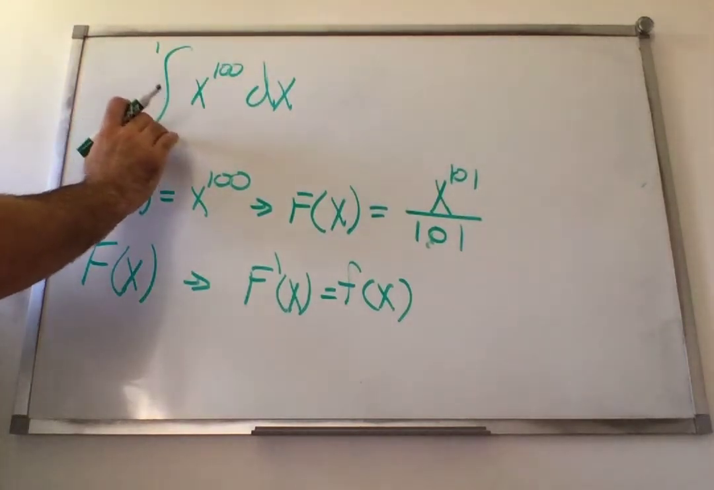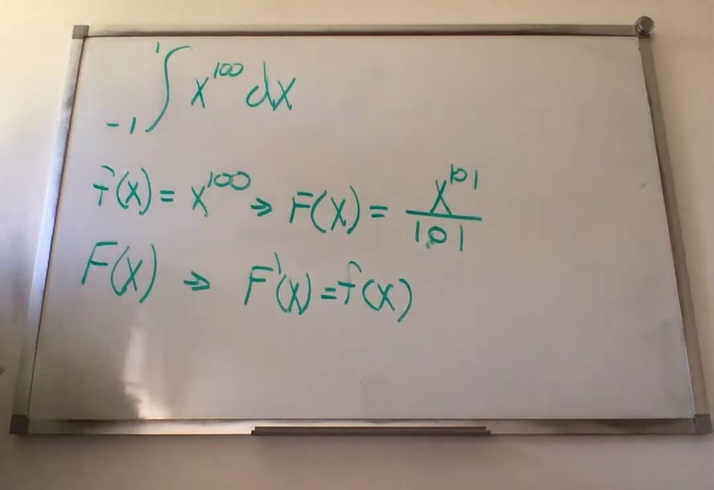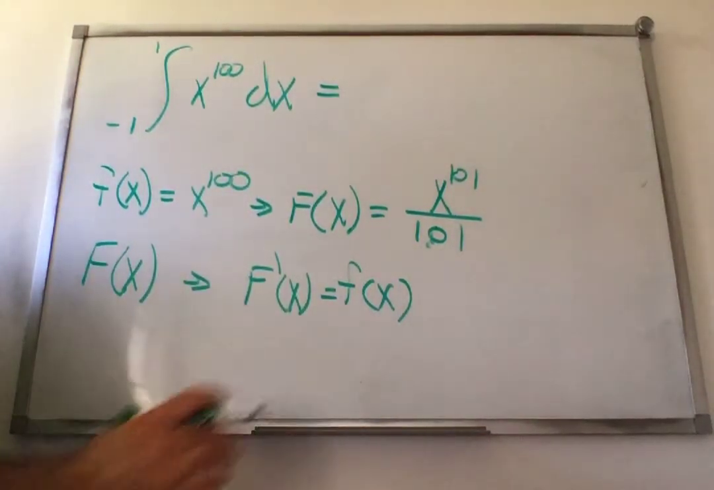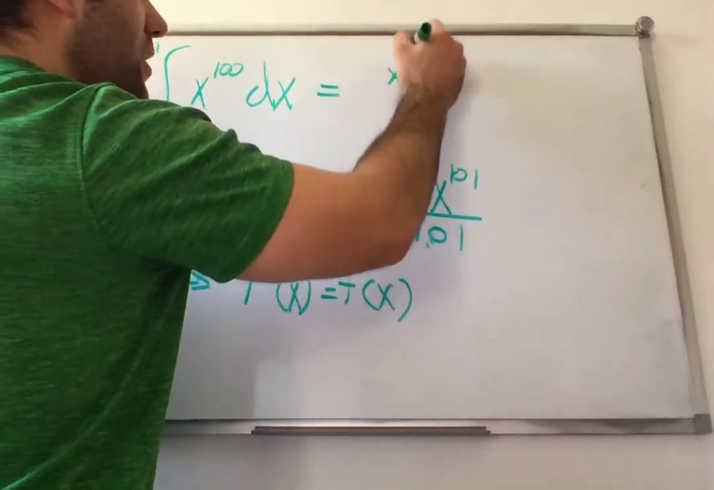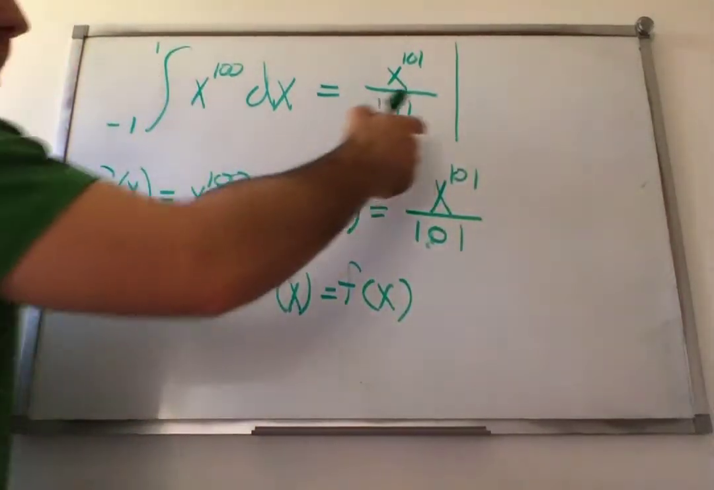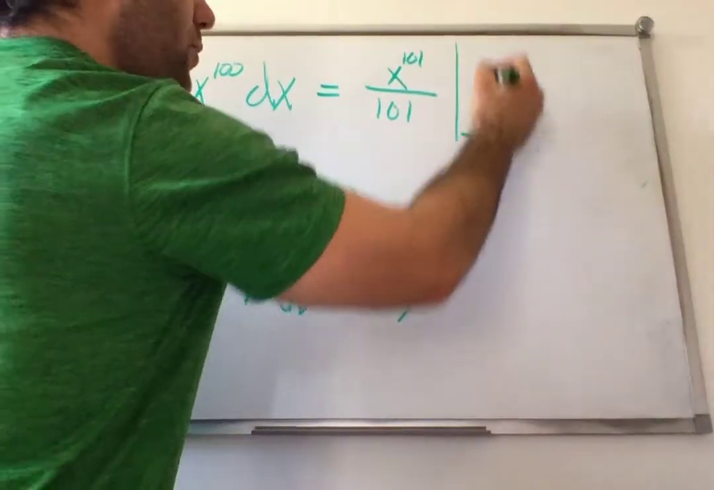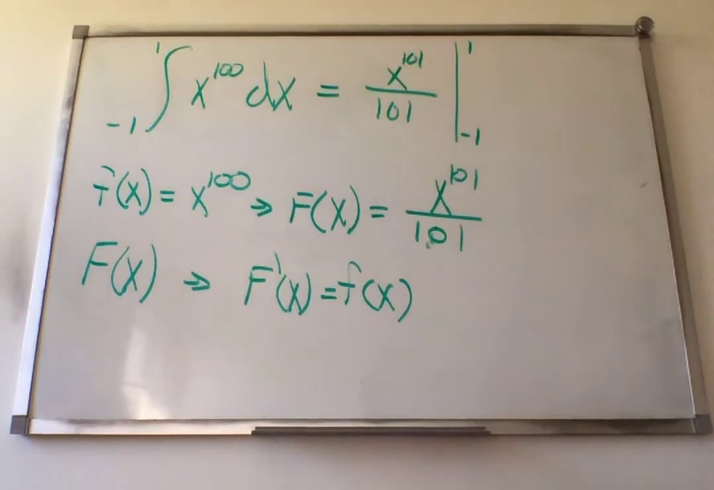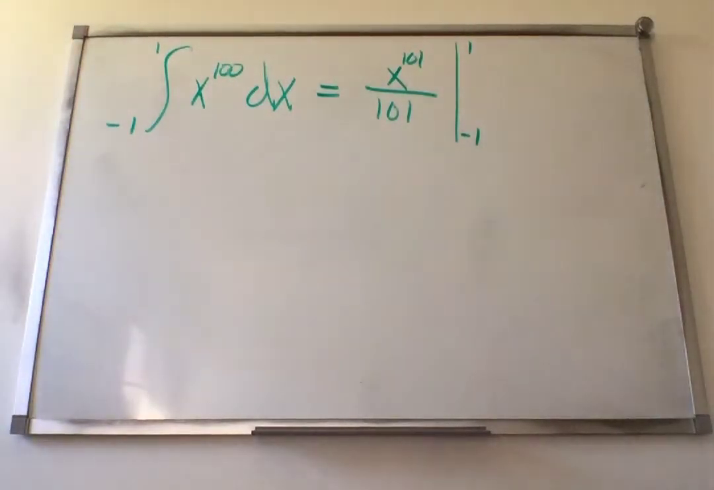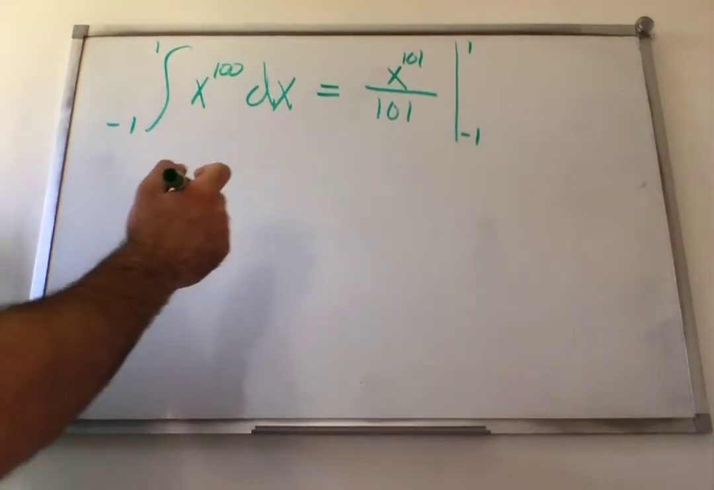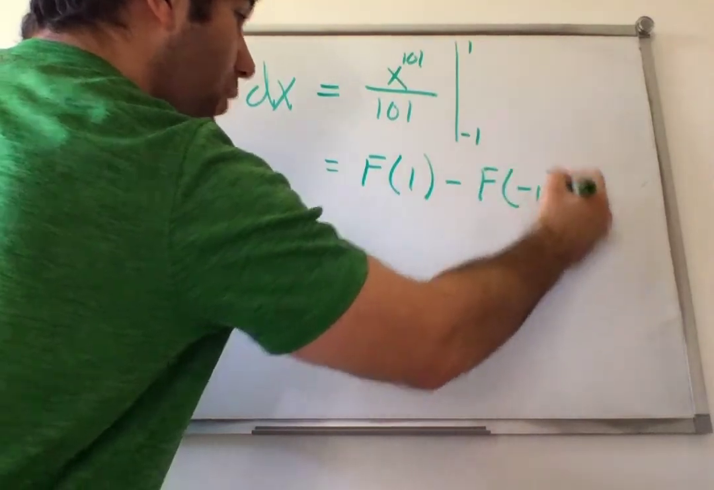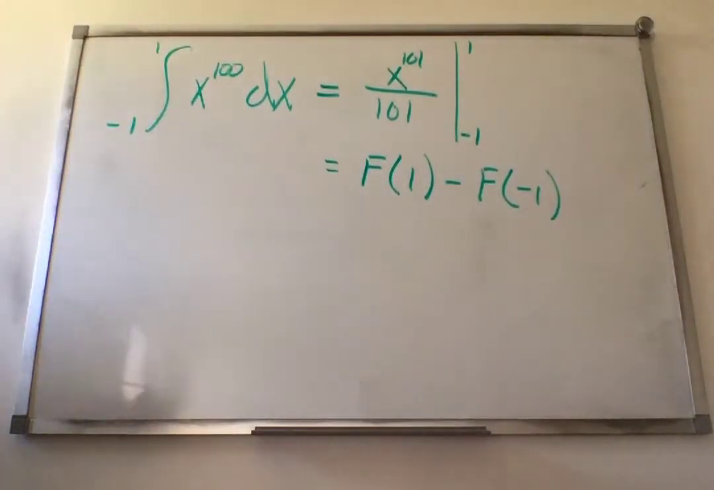So, how do we evaluate this integral? Proper notation is like this. It's equal to, you're going to write the antiderivative. We found the antiderivative, x to the 101 divided by 101. We're going to put a line like that, which means evaluated from negative 1 to 1. So, all this is saying is find F of 1 minus F of negative 1. Plug in 1, plug in negative 1, and see what you get.